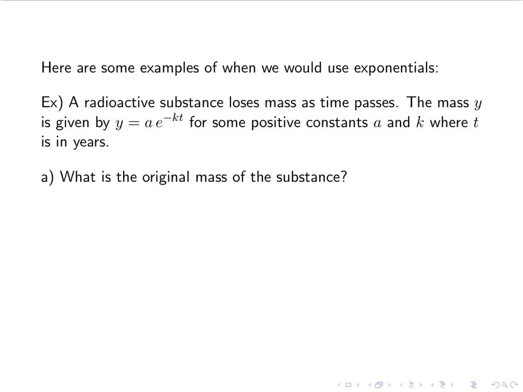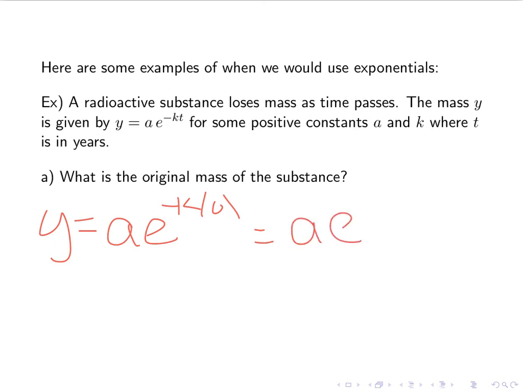Okay, so the first question says, what is the original mass of the substance? The original mass will be the mass at t equals 0, the starting point. So y equals a e to the -k times 0. Anything times 0 is 0, so a e to the 0, and anything to the 0 is 1. So the original mass is A.